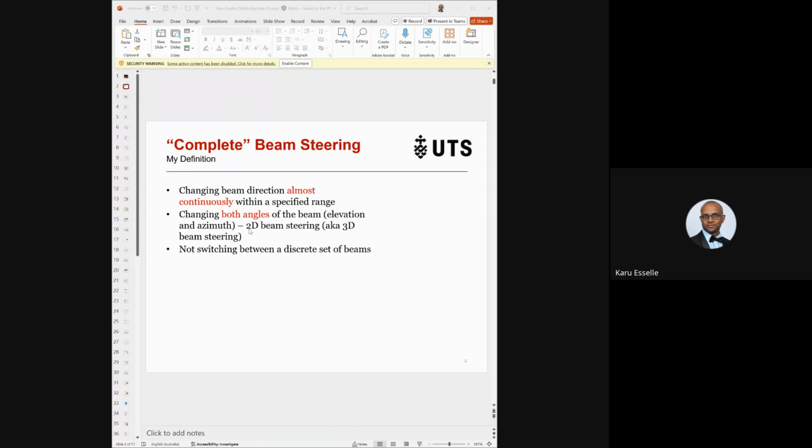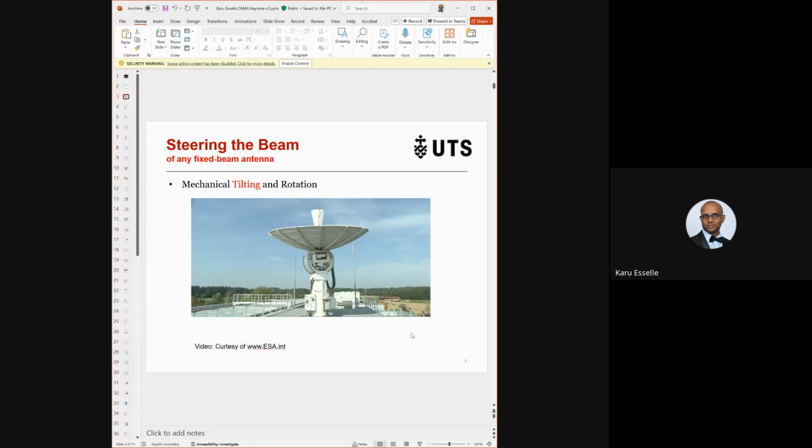Okay, so how do you do? Okay, I know what happened. Suppose you have an antenna like this, any fixed beam antenna, and you want to steer the beam. Let me set up the slideshow. I think that is not.